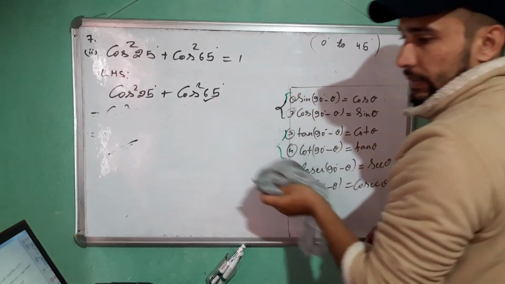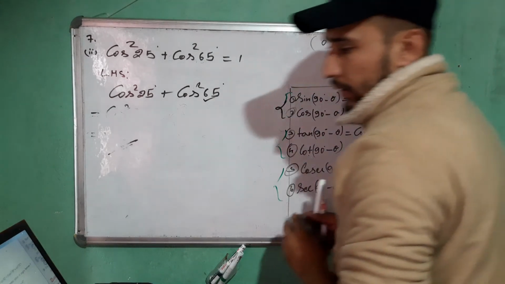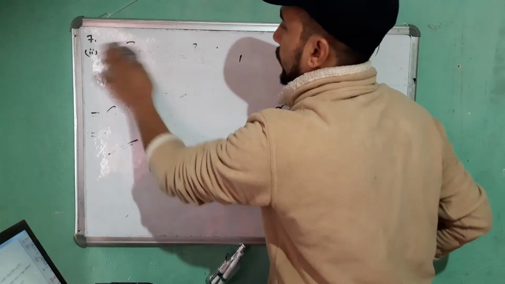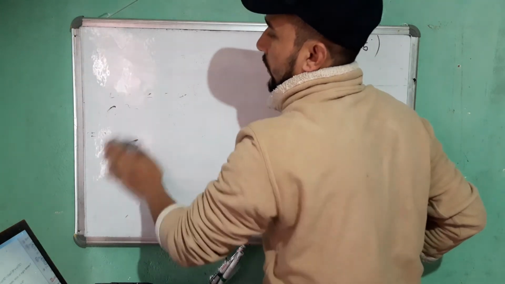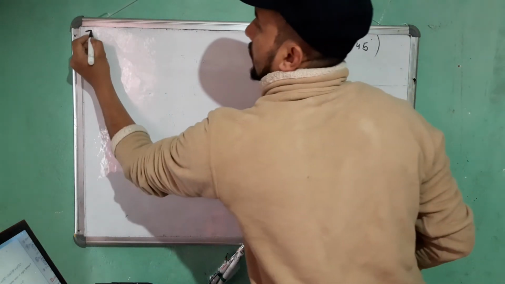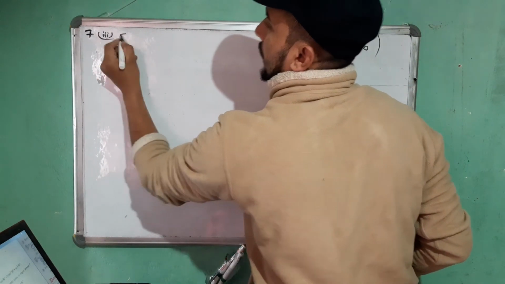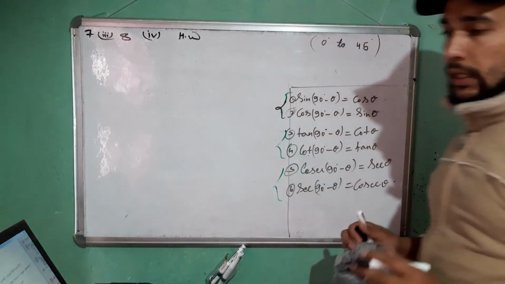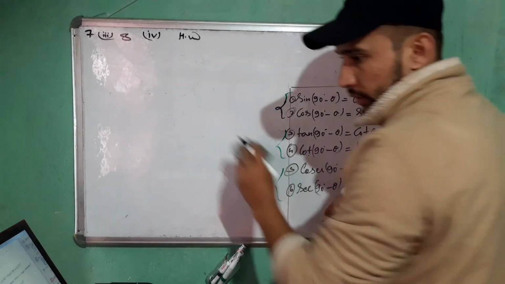Question number 7, number 2, number 3 and number 4 is your home task. Question number 7, number 3 and number 4. 7, 3 and 4 is homework. Okay, now let's move on to question number 8.